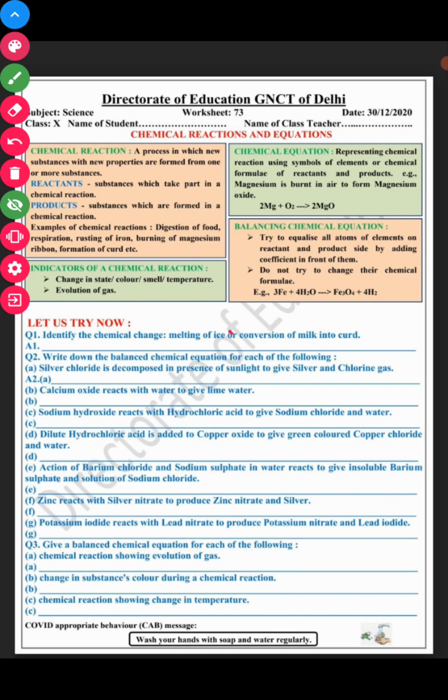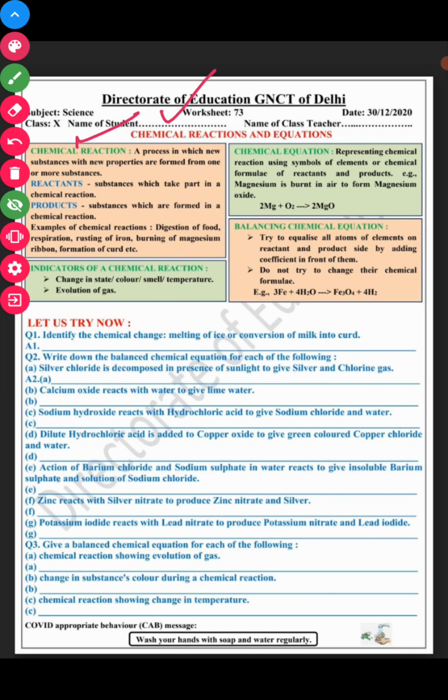Actually, we have completed our syllabus, and from today you will receive your revision worksheets. Today we will discuss worksheet 73, which is a revision worksheet of chemical reactions and equations. First of all, we will learn about the chemical reaction. That is a process in which new substances with new properties are formed from one or more substances.